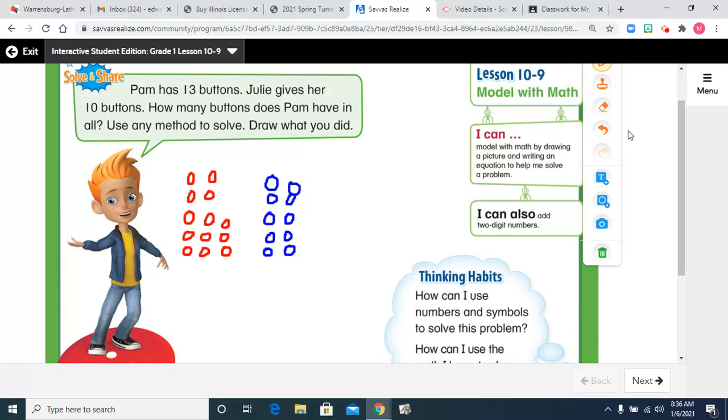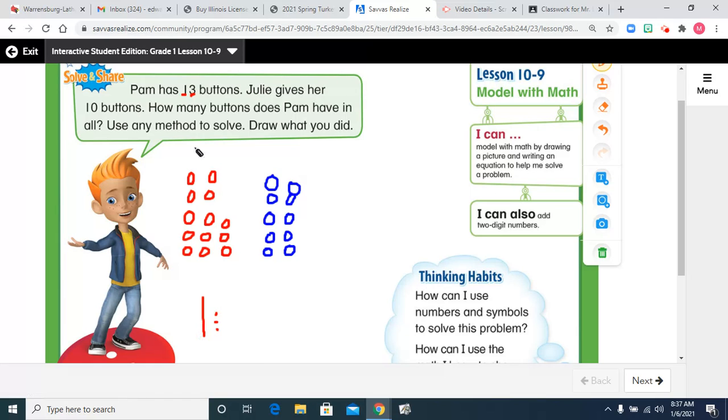Now, that's not the only way you could solve this. If you wanted to use lines and dots to solve this, you could also do that. So we'll start with 13 buttons. Look at the tens place. How many lines do we need? We just need one. And then if you look in the ones place, how many dots do we need? We need 3. 1, 2, 3.